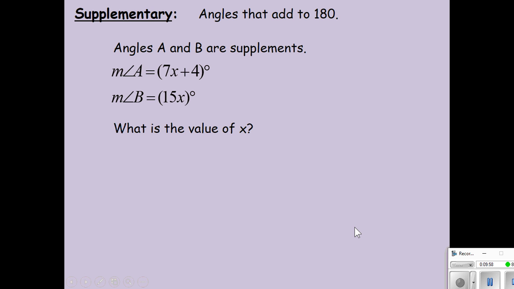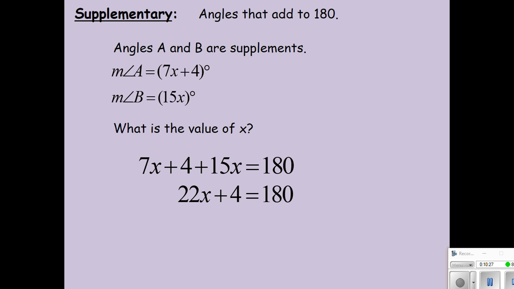The hard problems don't need pictures either. Here we have a problem where we're just going to use words. Angles A and B are supplements. That means they add to 180. Here's one measure, here's the other one. What's x going to be? Well, if we know they add to 180, we're just going to take one of them plus the other one equals 180. So 7x plus 4 plus 15x is equal to 180, and then simply solve that equation. Combine your like terms, you have 22x plus 4 is 180, subtract 4 and divide by 22, and we will get 8 for x.